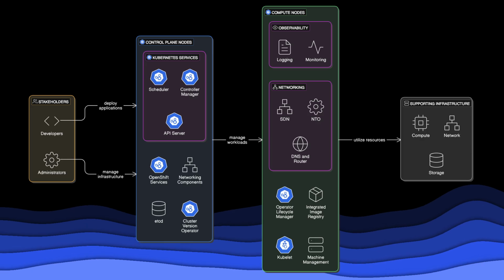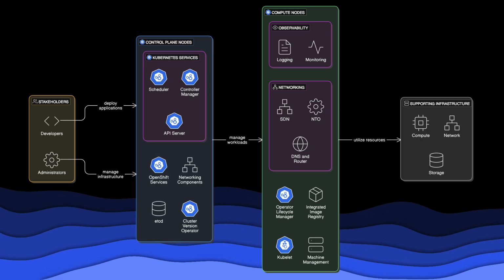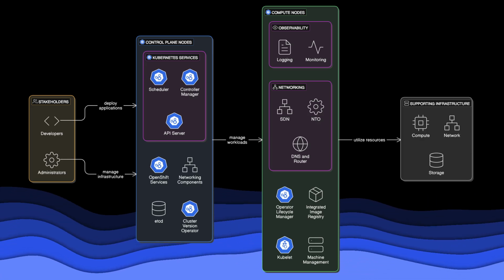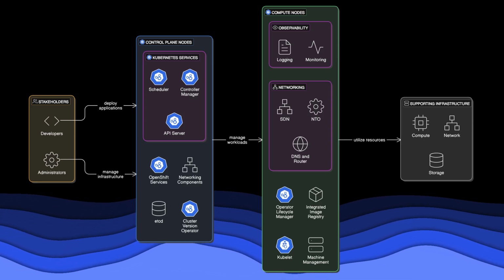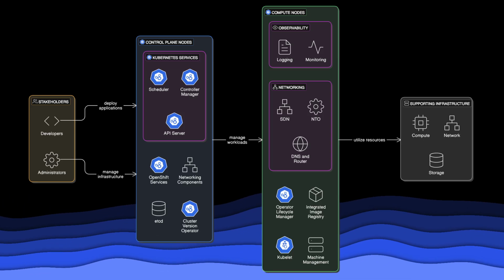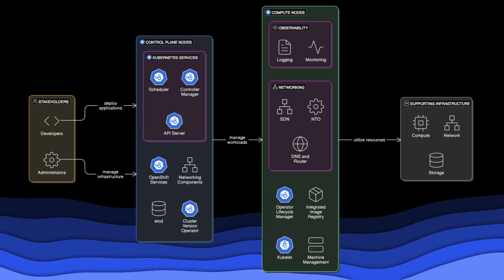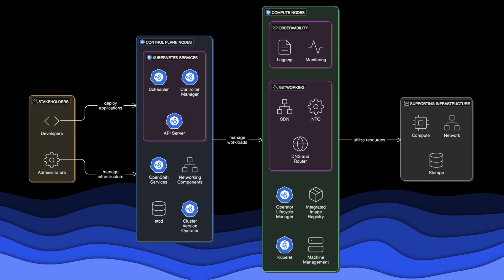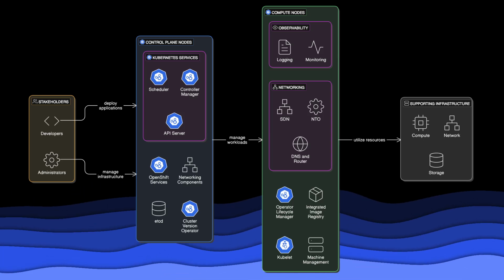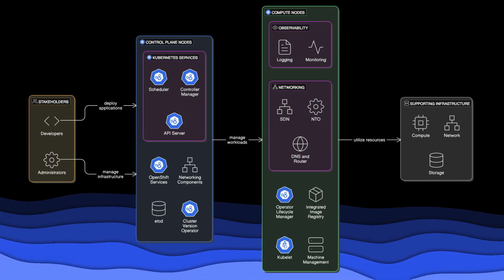And then underpinning all of this is the kubelet, which is the agent that runs on each node, and it's responsible for managing the containers on that node. So it's talking to the control plane, getting instructions, and then saying, okay, this container needs to run. And it makes sure that they're running and that they're healthy.